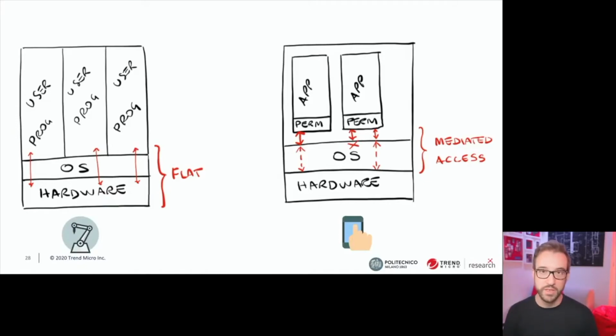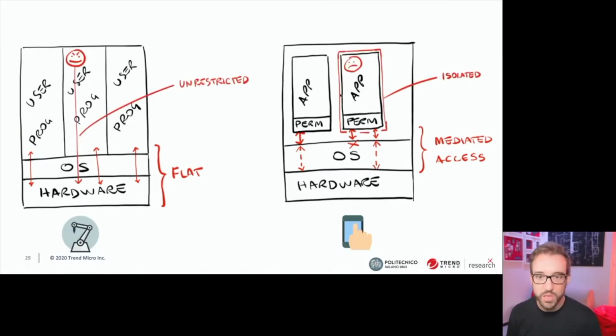There's something like 30 years of innovation between the two designs. And the difference is that on a robotic operating system in general, the OS and the hardware resources are considered as a flat space with no separation, no mediated access. So the user programs can access the entire system. As long as you can run a program, there's no restriction on what you can do. I mean, there is very limited restrictions.